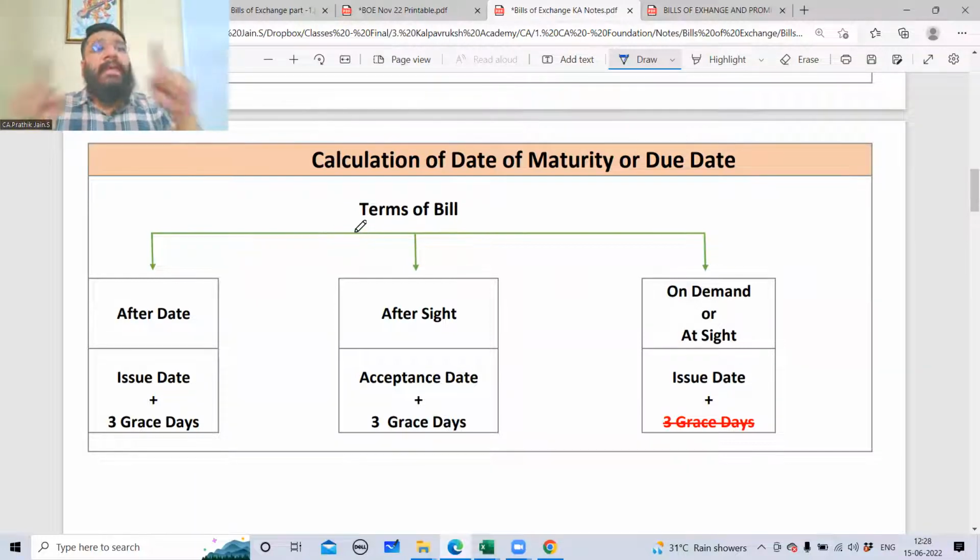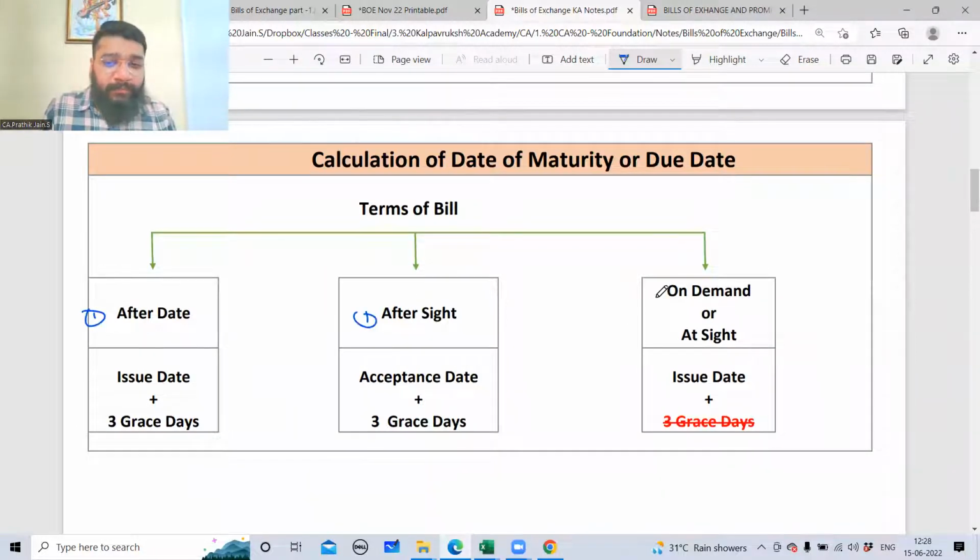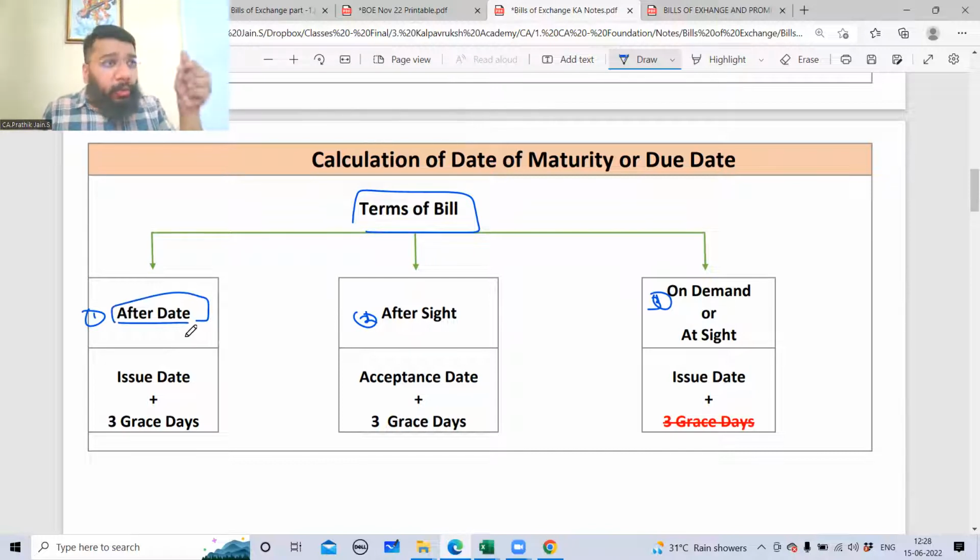Now, when you make the bill of exchange or a promissory note, you can find any one of these terms and conditions: 1, 2, and 3. In the bill, if the term says that the due date will be after date, whenever this phrase after date is given, it means you'll calculate the due date or the maturity date as the issue date plus 3 grace days.